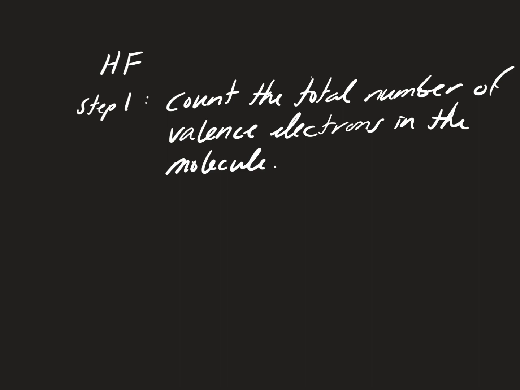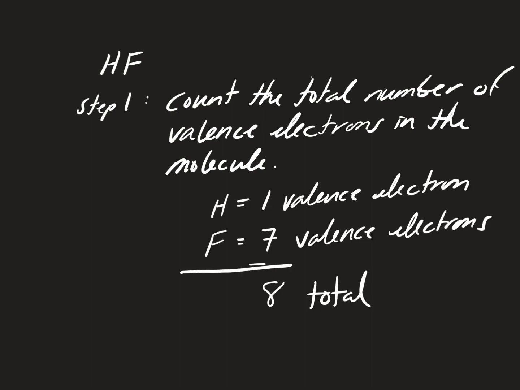The first step that we're always going to follow is we're going to count the number of valence electrons in the molecule. Okay, so I just did this for, this is hydrogen fluoride, by the way. I did this for hydrogen fluoride, and hydrogen has 1 valence electron. Fluorine has 7 valence electrons. Okay, when we add those electrons up, we get a total of 8 in the total molecule of hydrogen fluoride.